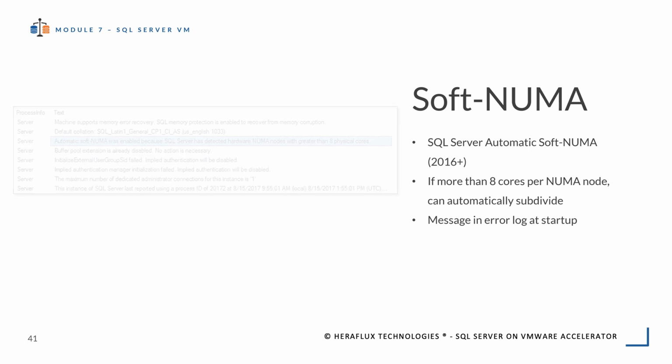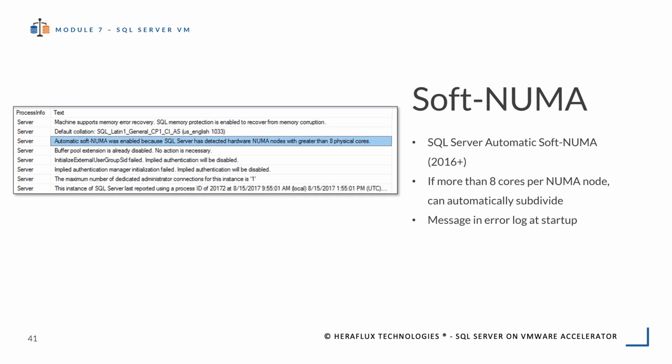If you suspect that this is enabled on your servers, check out the error log immediately following an instance restart. You'll see an entry in the error log that says Automatic Soft NUMA was enabled because SQL Server has detected hardware NUMA nodes with greater than 8 physical cores. Think about this for a minute. If you set your max degree of parallelism to the number of cores in a NUMA node, and SQL Server is coming along and reducing the usable NUMA nodes for a given parallel query, either of these settings might actually backfire in terms of performance.